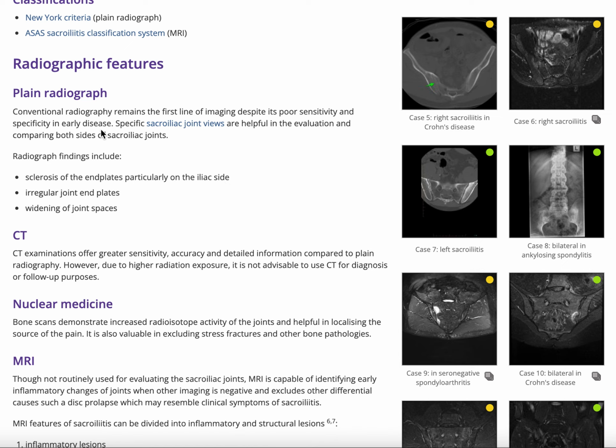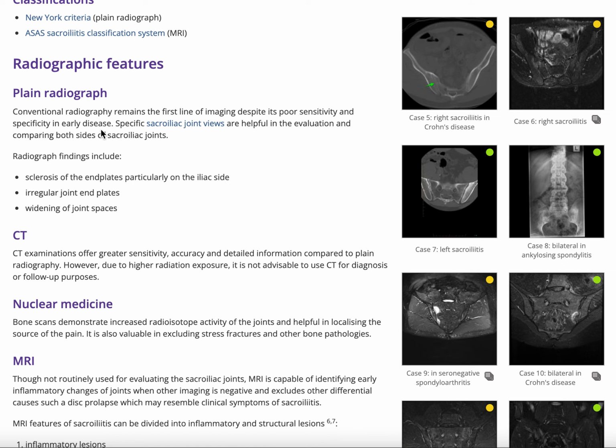CT examinations offer greater sensitivity, accuracy, and detailed information compared to plain radiography. However, due to higher radiation exposure, it is not advisable to use CT for diagnosis or follow-up purposes.